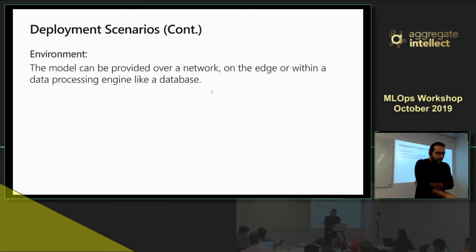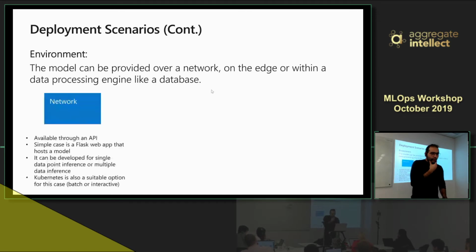Awesome. So now we go to the second step, which is the environment. We have three main types of environments where you can provide your model and make it accessible. First is a network environment, hosting it somewhere so it becomes available through a network connection, and you can access that. The other place is the edge. And the last is the database.